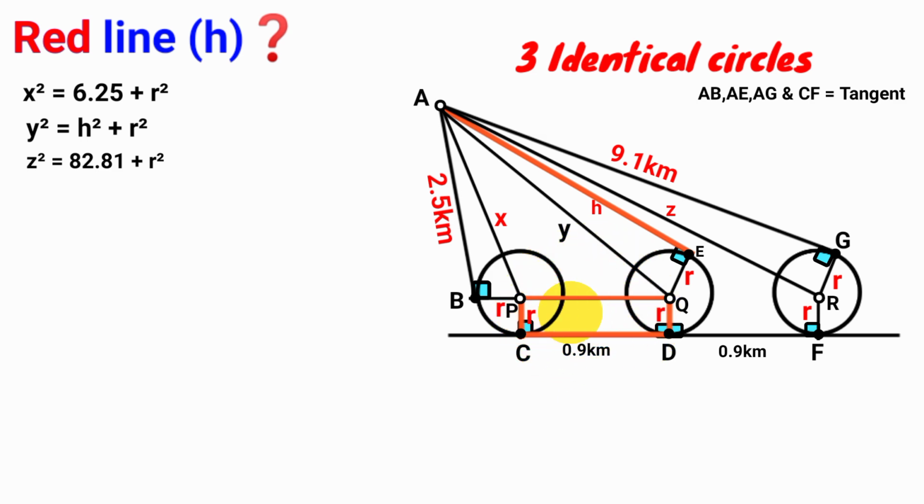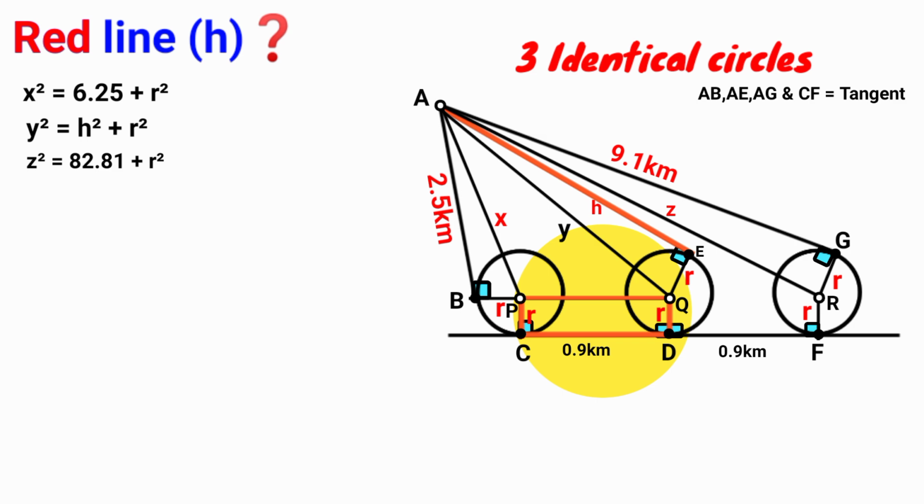This side PC and this DQ are equal in length. They both are perpendicular to this line CD. That is, they are parallel. The only type of quadrilateral that has two opposite, equal and parallel sides is a parallelogram. So this is a parallelogram.